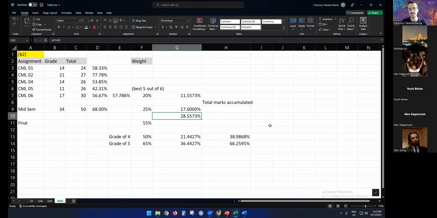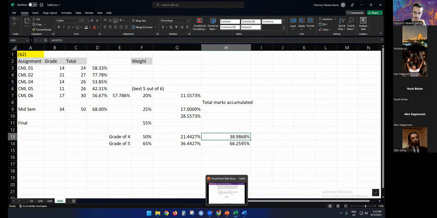So if this student is in this situation, yeah, they have 28.55% of the grade going to a 55% with final exam. They will need almost 40% just to pass, which is less than 50, which is good. It's already a good position to be. I would say could be worse, but to get a 5, it's a 66%, so 2/3.